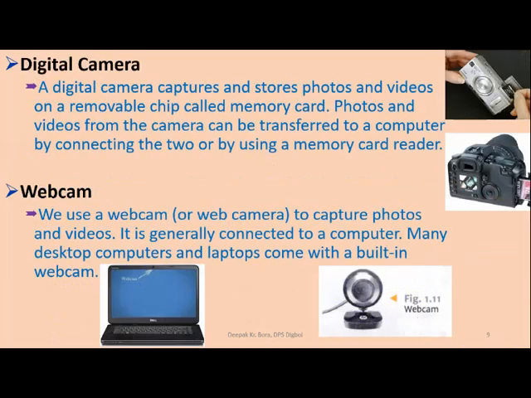Digital camera. A digital camera captures and stores photos and videos on a removable chip called memory card. Photos and videos from the camera can be transferred to a computer by connecting the two or by using a memory card reader. Webcam. We use a webcam or web camera to capture photos and videos. It is generally connected to a computer. Many desktop computers and laptops come with built-in webcam.